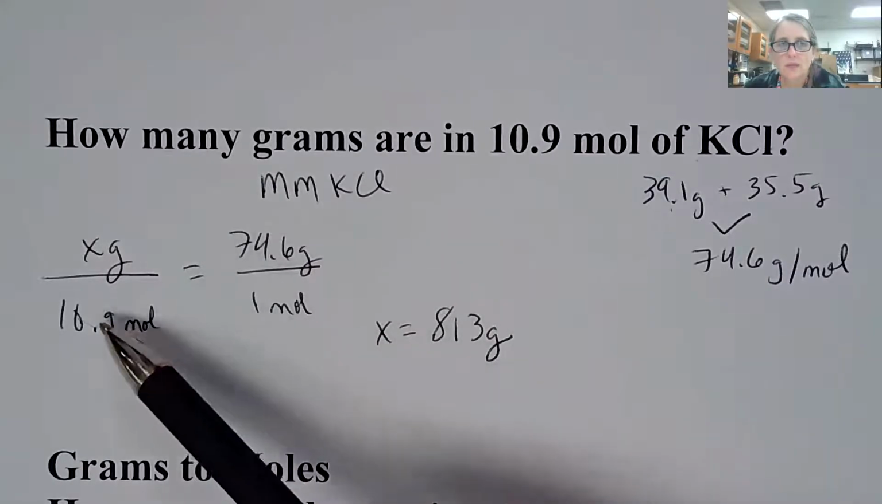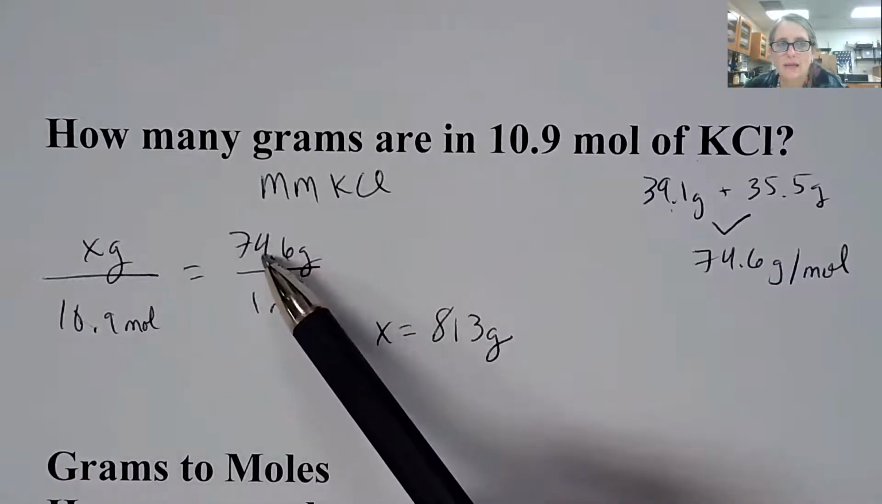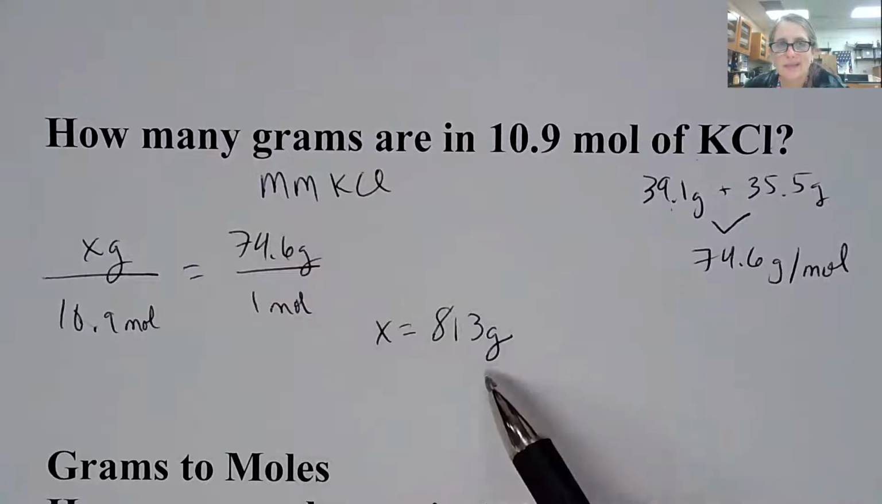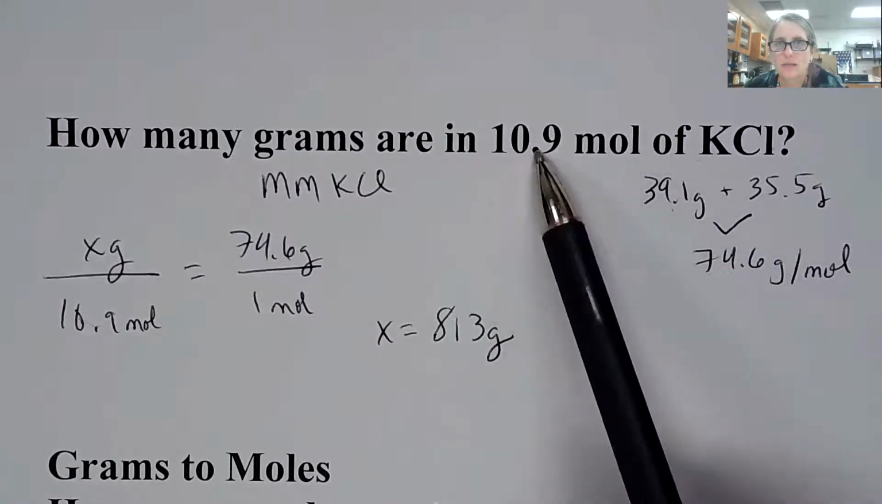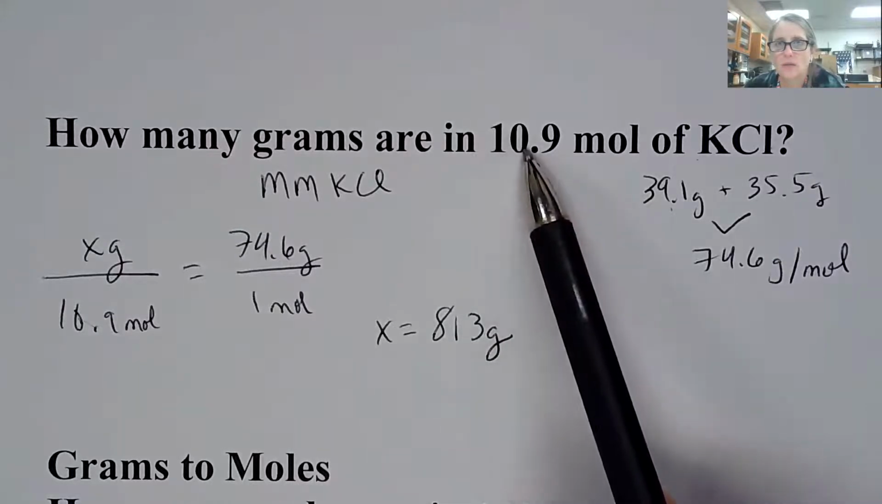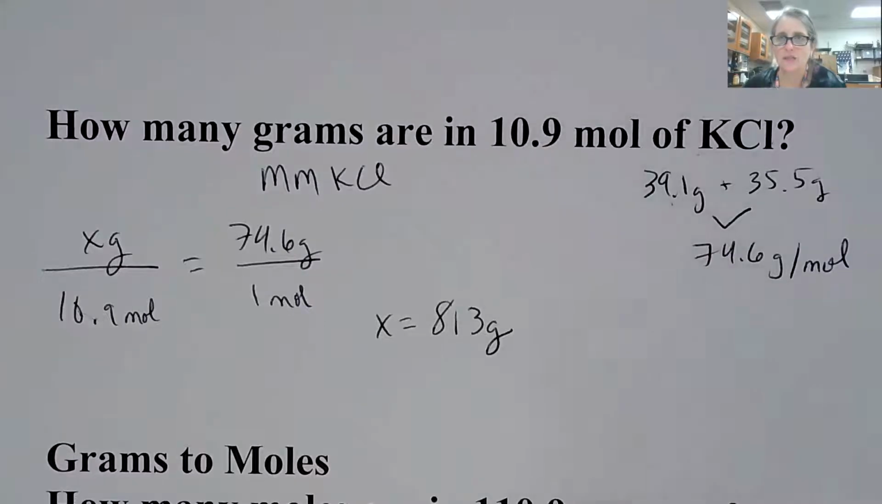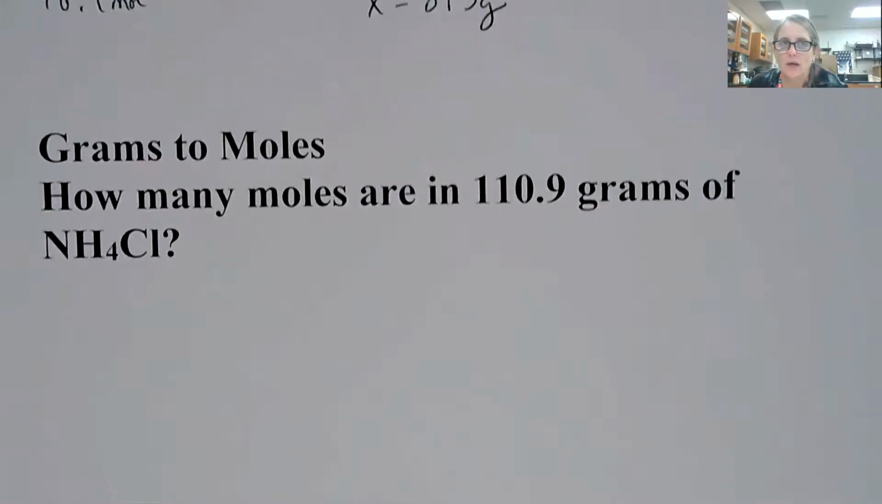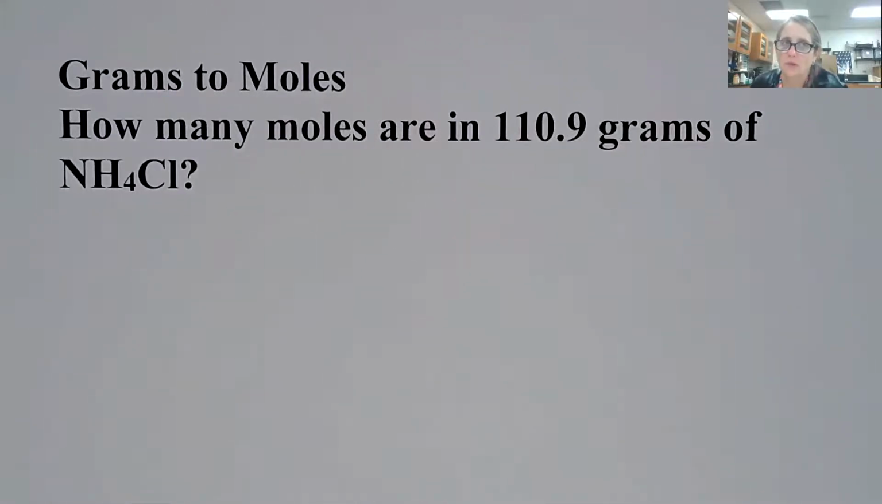So I should cross multiply. 10.9 times 74.6, and I get 813 grams. I have 3 sig figs in my answer because I start with 3 sig figs. The 10.9 is 3 sig figs. So if I can go from moles to grams, I could also go the opposite way, okay? I could go from grams to moles.